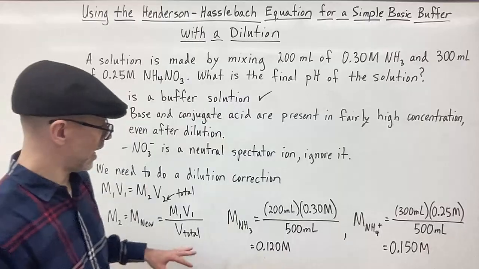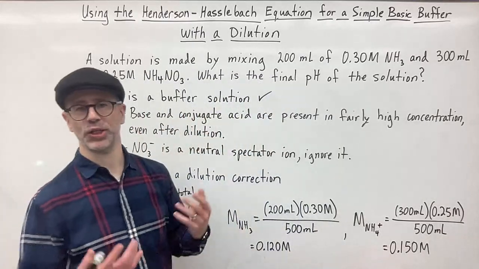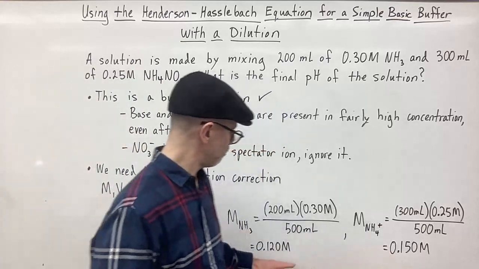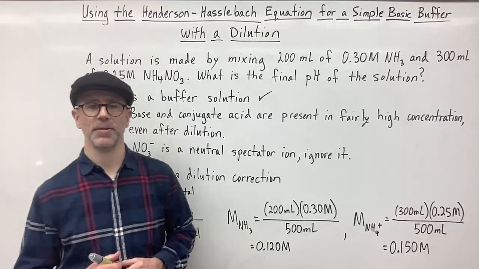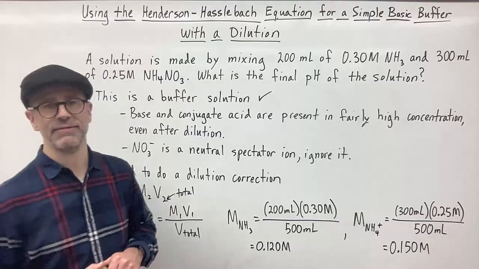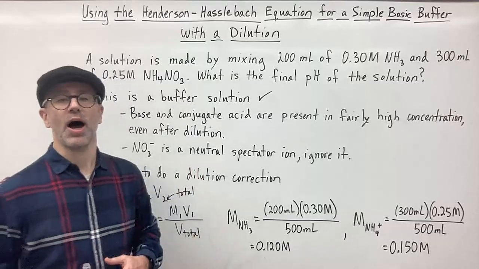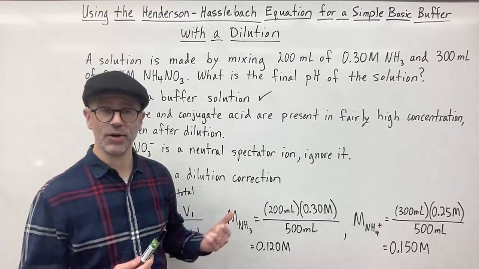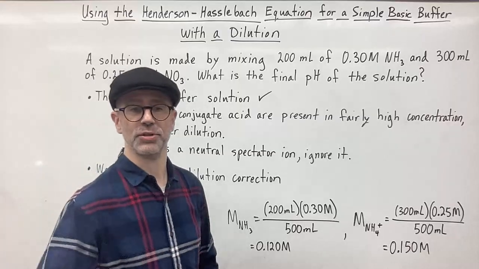Now that we have these concentrations, we can see that they are still fairly large, and we have a good amount of both of them together in solution. So it's a good buffer system. The next thing we need to do is look at the Kb value for the base. To look that up, we can calculate that as well. So stay tuned.